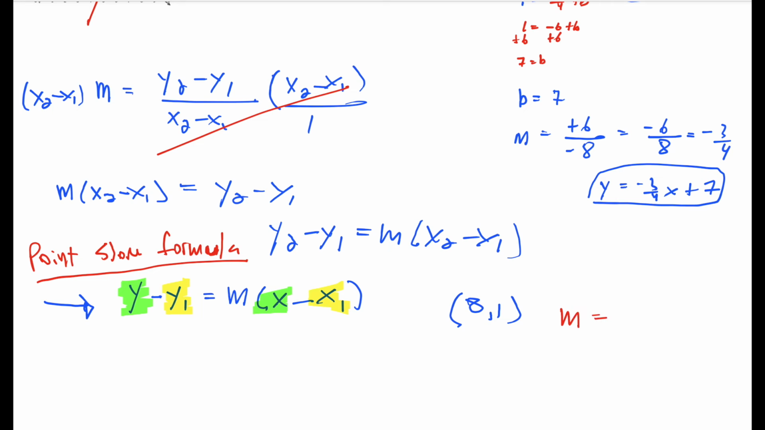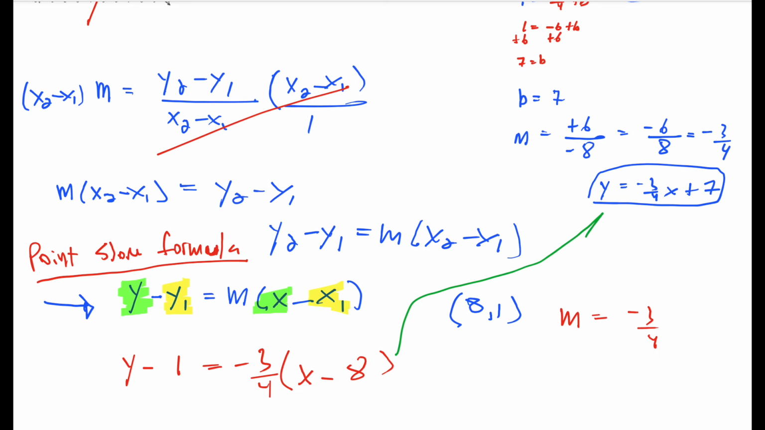Okay, so wait, our slope, what was our slope? Negative 3/4, right? So then y minus 1, just kidding. Equals, go ahead. Good. And this, believe it or not, is the exact same equation as this.